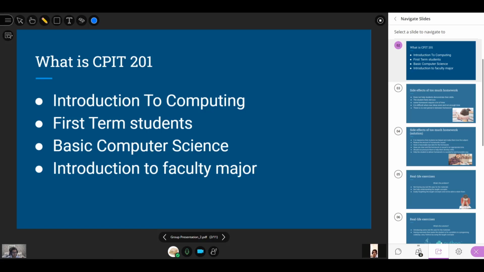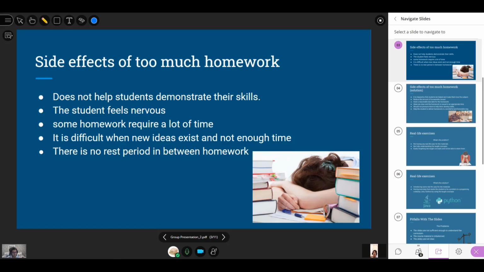Now, while CPIT201 is a great introductory course, it does have some issues, and today we'll be discussing what some of those issues are and some solutions for them. The first issue will be discussed by Sad.